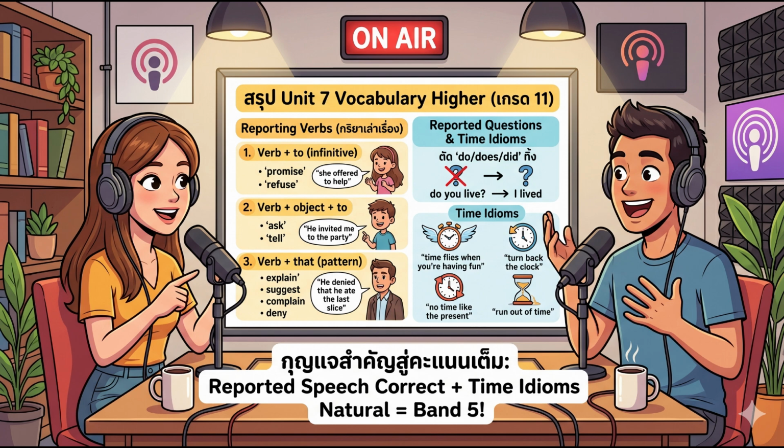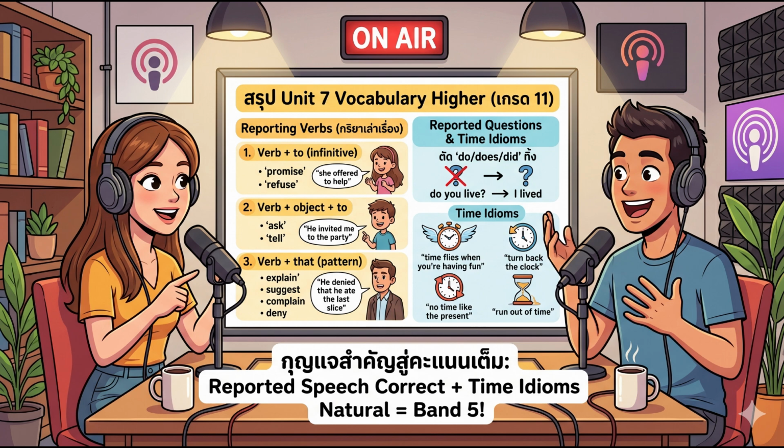Which actually brings us to your mission today. Because if you were tackling Unit 7 of your grade 11 Get Involved English textbook, Time Flies, we are going to build the ultimate cheat code for it. We really are. We're extracting the key vocabulary, so reporting verbs and time idioms, and breaking down exactly how to apply them to ace your exam.